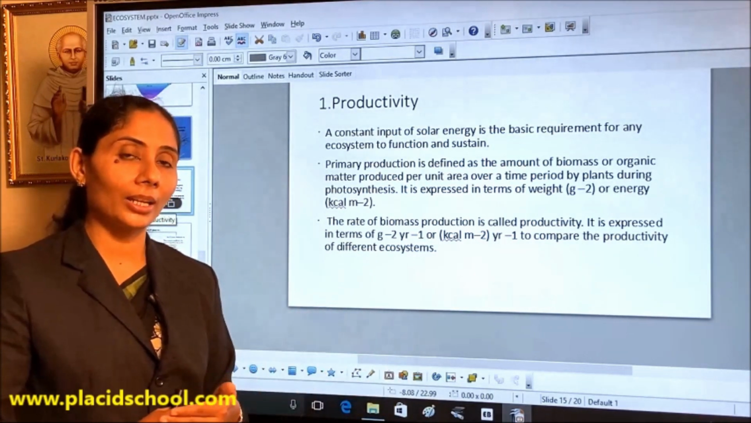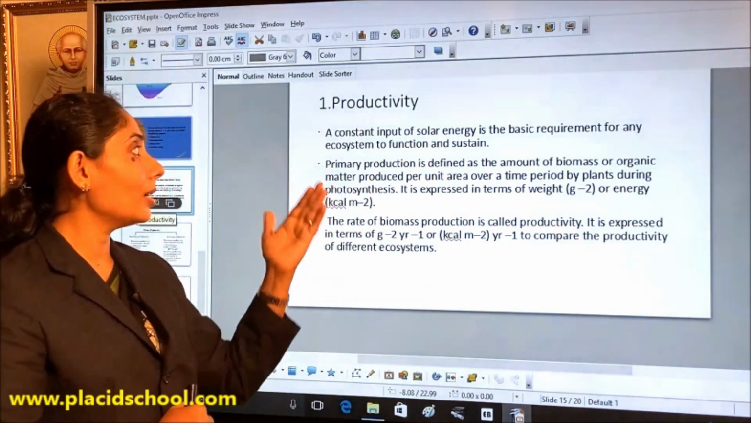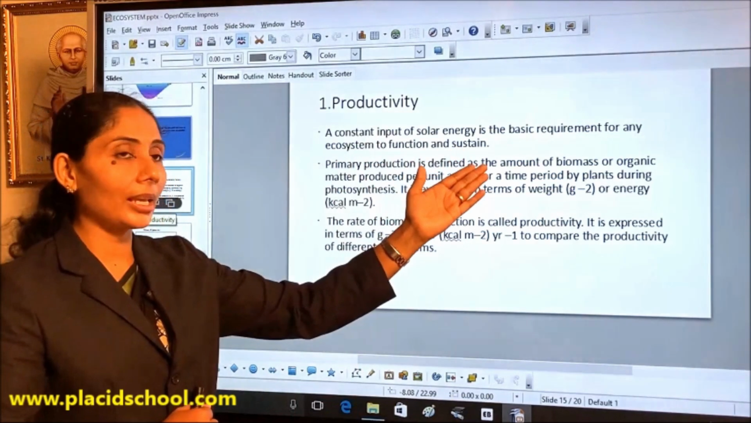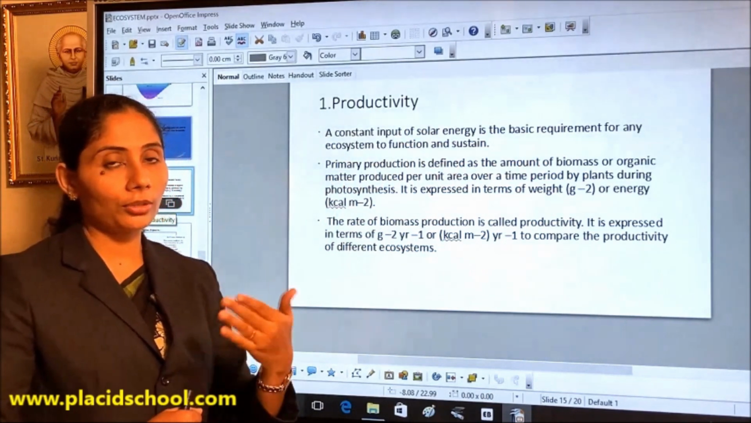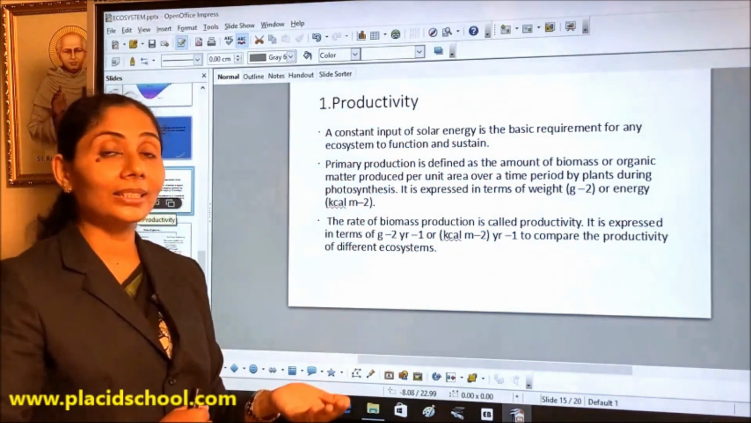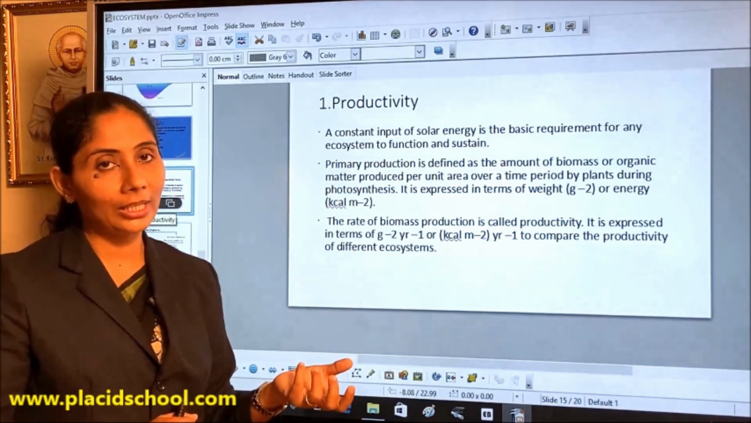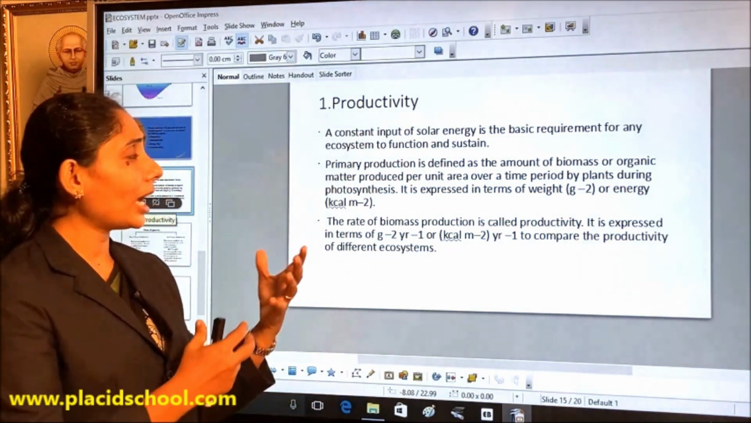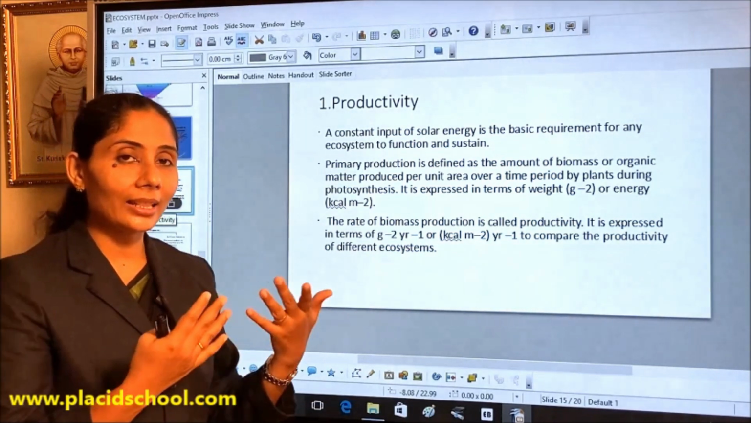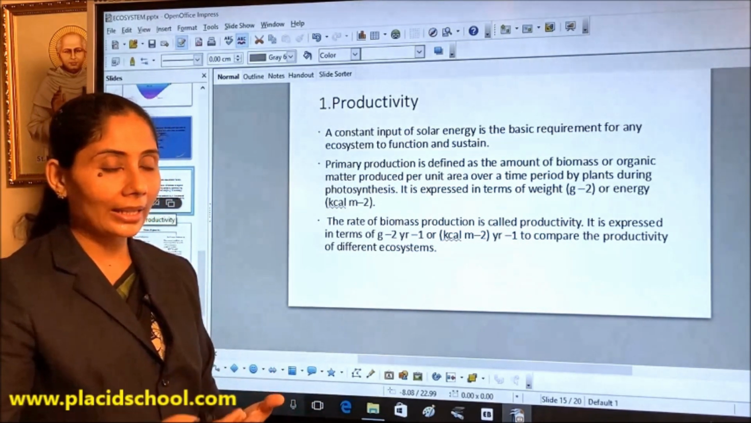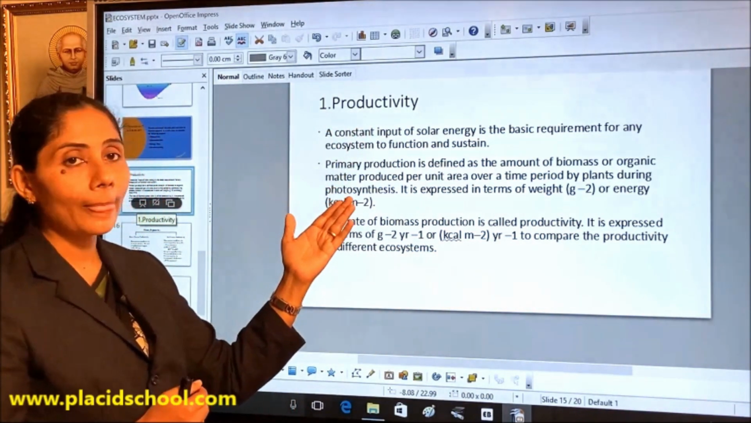So what is the source of this energy and what is the use of this energy? The source of this energy is sunlight. A constant input of solar energy is a basic requirement for any ecosystem to function and sustain. Every ecosystem requires energy, and the prime source of energy is the sunlight. How does this light energy from the sun sustain this environment? This is what we are going to study, and it is sustained with the help of something referred to as productivity. Now, what is productivity?